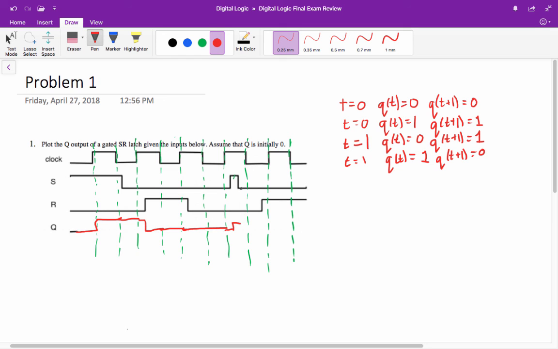Now here's another change, but let's see what happens. S and R are both 0, and that means no change, so it'll stay at 1. And it'll stay at 1 all the way through there. And then we get to the next clock cycle, and we'll look and see what S and R are. S is 0 and R is 1, that's a reset, so it'll go down to 0. And you'll have that. So this would be the Q output for the gated SR latch.